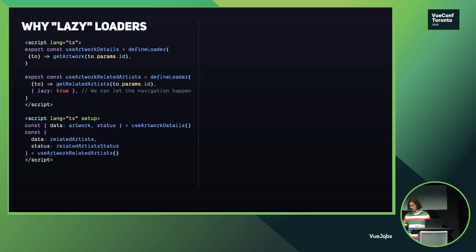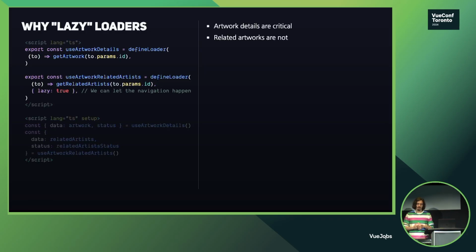So let's talk real quick about why. I pretty much said it, but let me talk about a more real-world scenario. In this example, I have 2 loaders: use artwork details and use artwork related artist. The first one is obviously the information the user came for. They want to see who did this sculpture, this painting, the tags, some description, and maybe related artists are not as important. So it's better if we just show a loading spinner for that, and we display the page as soon as we can. That's the important part with the picture of the artwork and whatever.